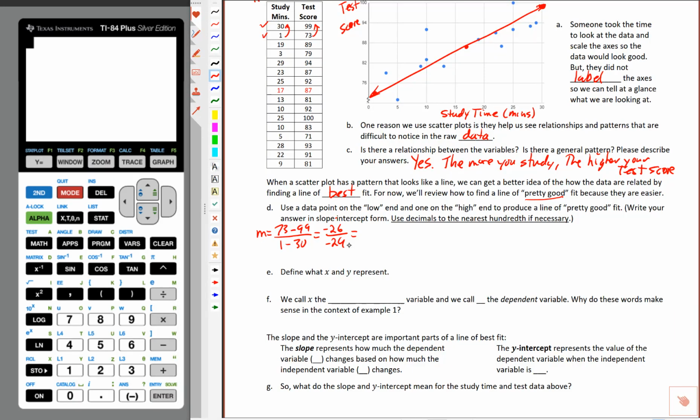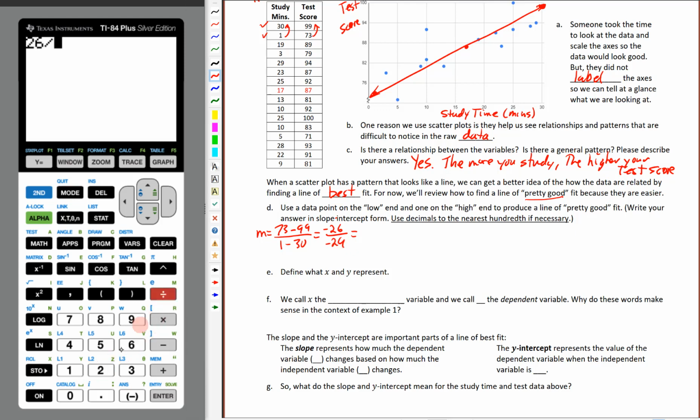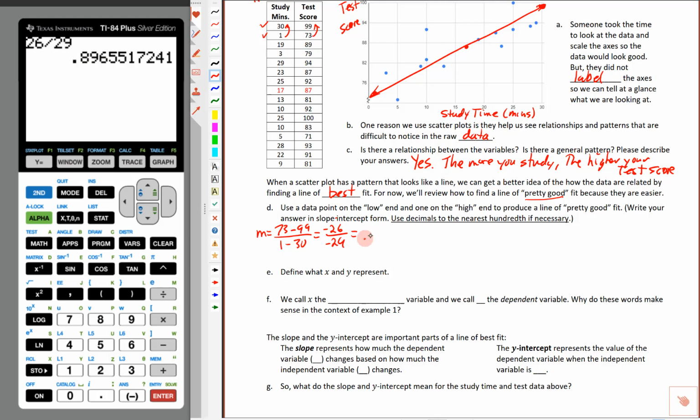I've got a negative divided by a negative. I know that's going to be a positive. So I'm going to do 26 divided by 29, and I end up with 0.896. This is one of those tricky ones where we've got to be careful. We usually round to 2 decimal places, so it's either going to be an 89 or a 90, and the way we tell is by looking at that 6. That 6 is enough to bump that up, so I'm going to write 0.9.